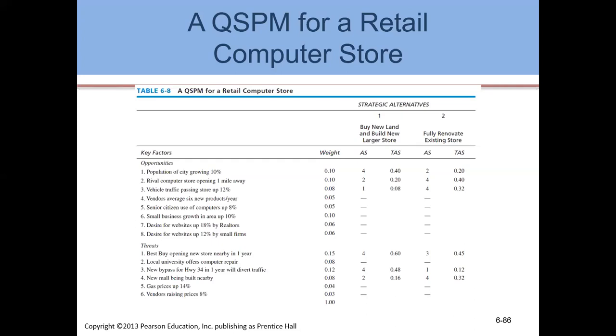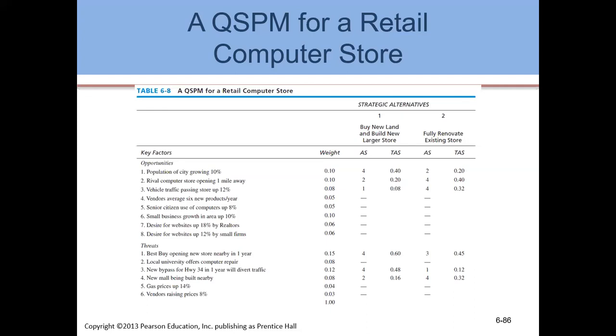Then they have taken 2 strategic options to be evaluated. The first strategic option is buy new land and build new larger store. The second option is fully renovate existing store. Then they have given attractiveness scores to these 2 strategic options. As we discussed, the attractiveness score is from 1 to 4, where 1 means not attractive and 4 means most attractive. Multiplying the attractiveness score with the weight gives the corresponding total attractiveness score, which is TAS.